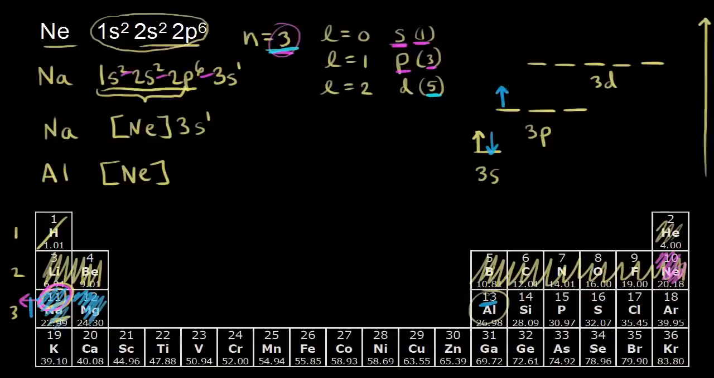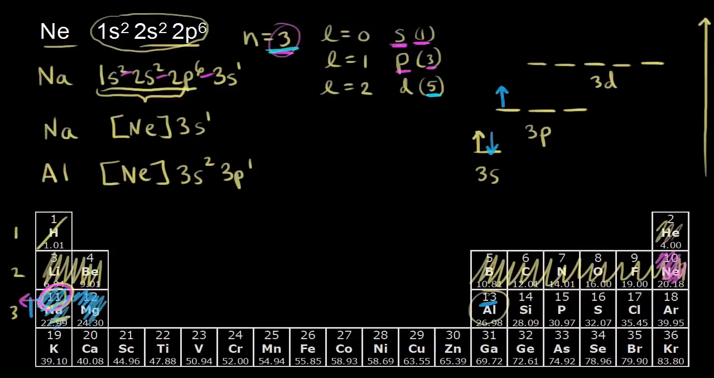And so let's go ahead and write the electron configuration. Just look at what we have on our orbital notation here. So we have 2 electrons in the 3s orbital, so 3s2, and 1 electron in one of the 3p orbitals. So we write 3p1. So brackets neon, 3s2, 3p1 is the electron configuration for aluminum.